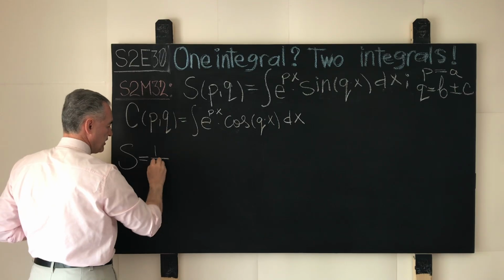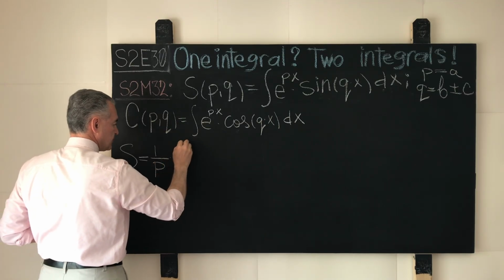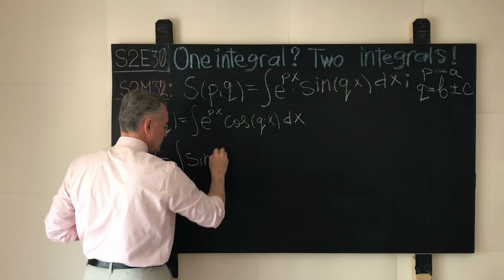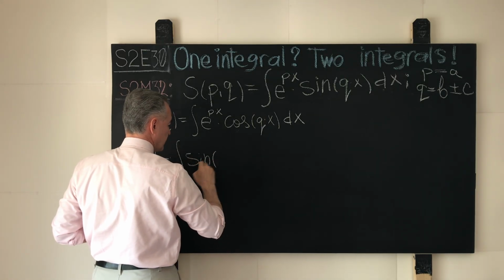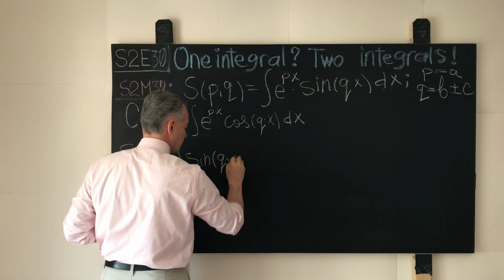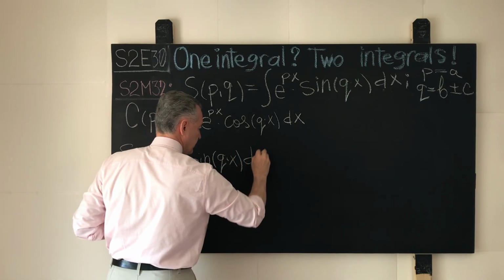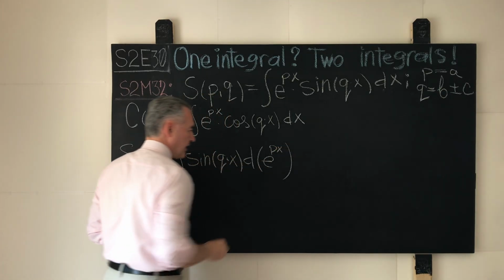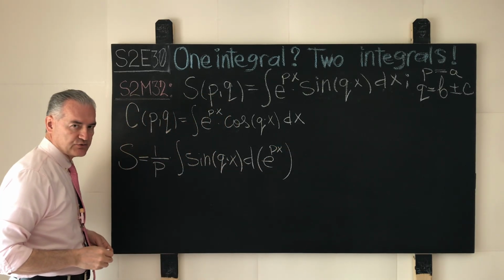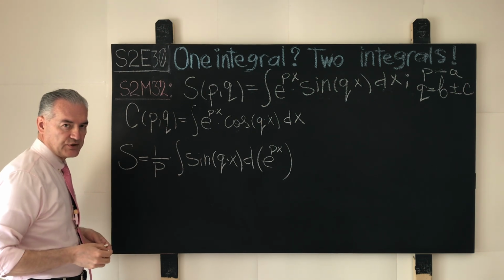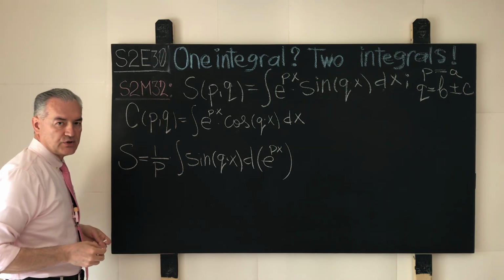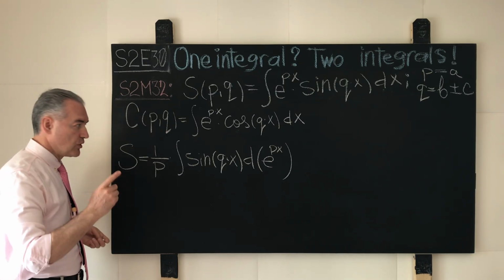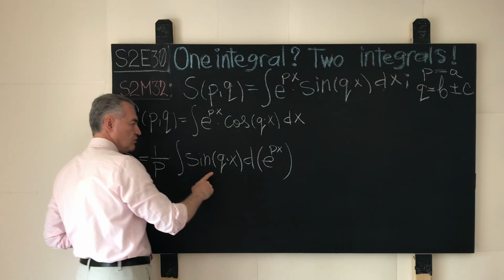1 over p times the integral of the trigonometric function sine evaluated at q times x, d of what? e to the power px. That much should be understood by everyone. Essentially, what we're doing here is preparing or setting up the integration by parts once. So here we have u dv.